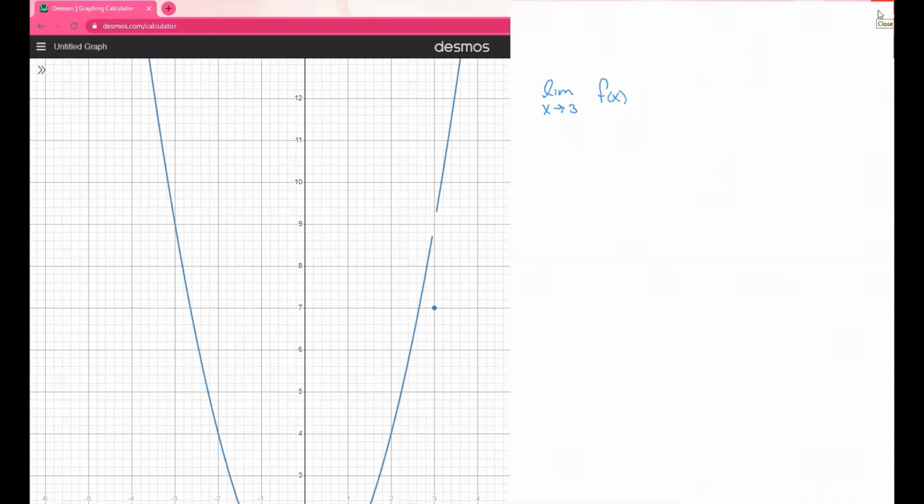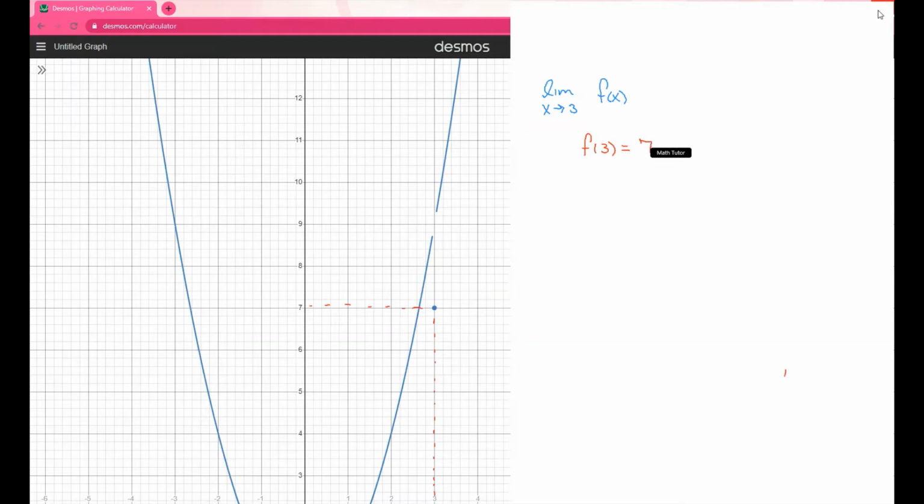Let's look at limits. Here I have a function f of x, and I want to find the limit as x approaches 3. So in algebra, when we ask ourselves this, we say, what is f of 3? It doesn't matter what f of 2 is. It doesn't matter what f of 4 is. All we care about is what is f of 3. I would go over 3. I would go up until I hit my point. And here I would have an answer. f of 3 equals 7.